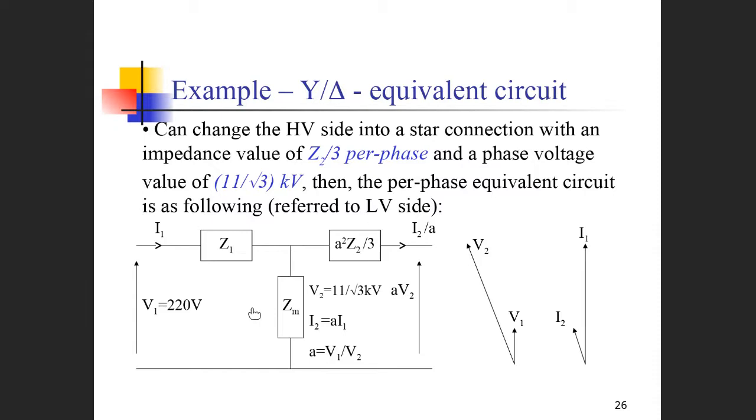Referred to the low voltage side, the V2 here is the high voltage side per star phase value. Per star phase, V2 is 11 over √3 kV per star.